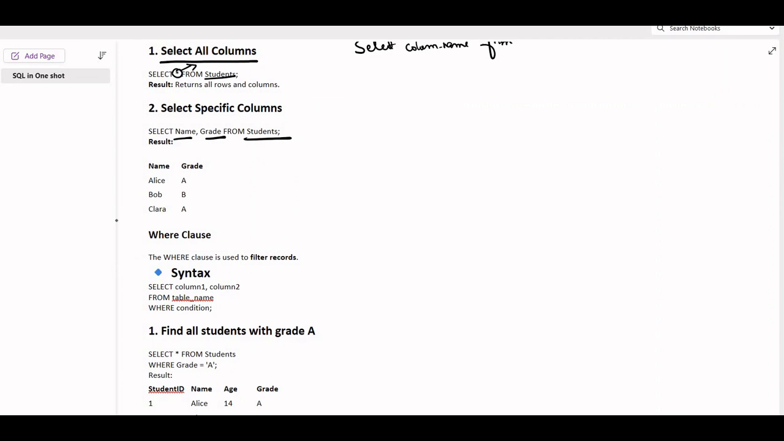So the WHERE clause basically helps you to filter the records, based on a specific row condition. See the syntax here: you have to select the column name from the table name where the condition you have to give. So this is the syntax. Syntax is most important to write any query. If you know the syntax, I think writing a query is very easy. But you also have to know when to use it.